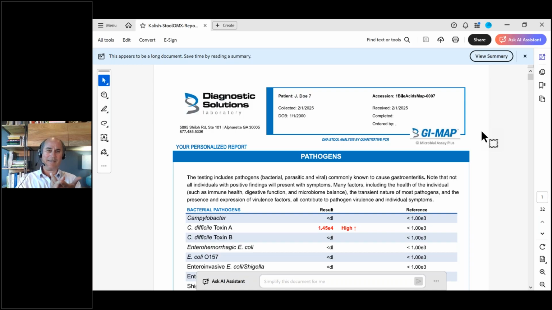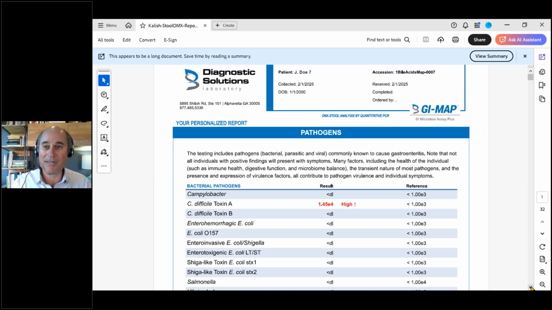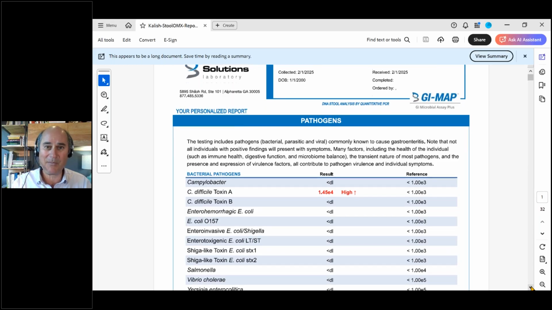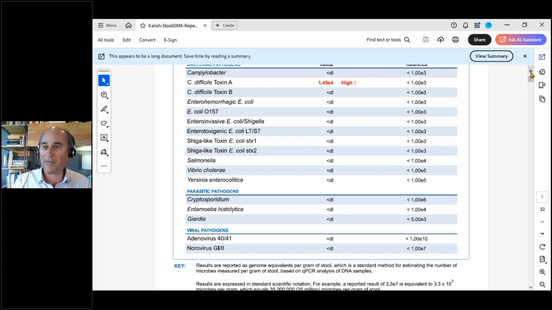So Doctor's Data, they have a GI 360. Diagnostic Solutions, we're about to look at here, they have a GI map. Vibrant has a famous one called the Gut Zoomer. And then Genova has the GI effects. Those are the 4 lab companies that you can trust. If you ask me which one's better, I don't think it really matters. You can really get tests from any of them. It depends somewhat on format and if you prefer one company over the other.